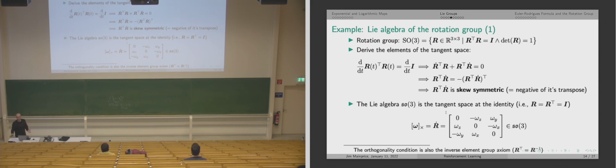Okay, so that's one view. We have the group constraint for these matrices. We time differentiate the group constraint, and we identify that the matrices that obey that group constraint have to be skew-symmetric matrices. Okay? Those are the elements of the tangent space at the identity, the Lie algebra.